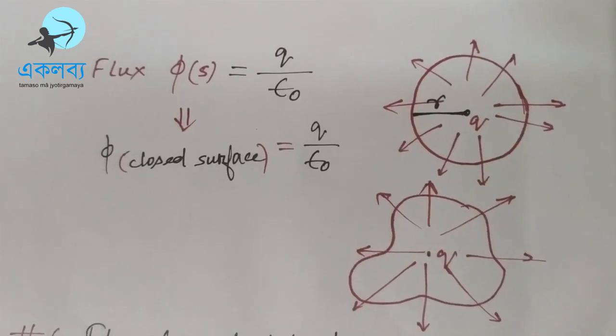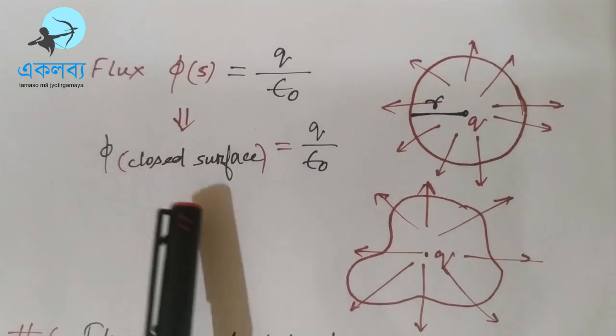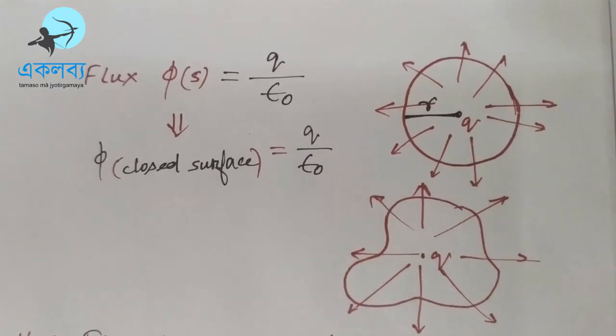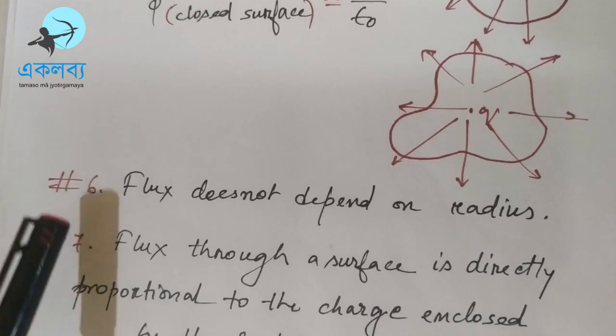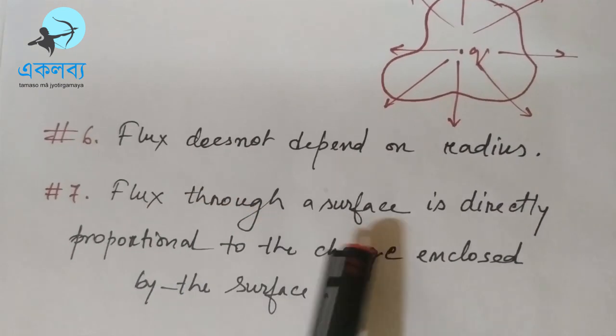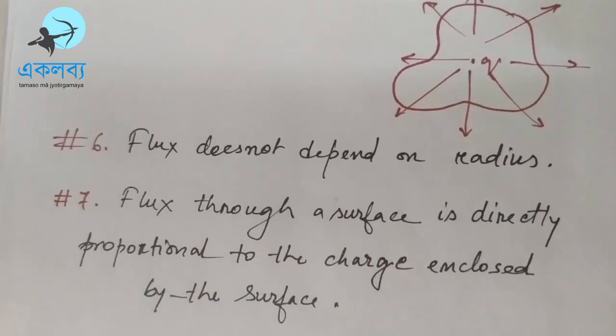And this is the relationship of Gauss's law, that is, flux enclosed by a closed surface is directly proportional to Q by epsilon naught, where epsilon naught is a constant. Here I have written these points: number 6, flux does not depend on radius. Number 7, an important point, flux through a surface is directly proportional to the source enclosed by this surface.